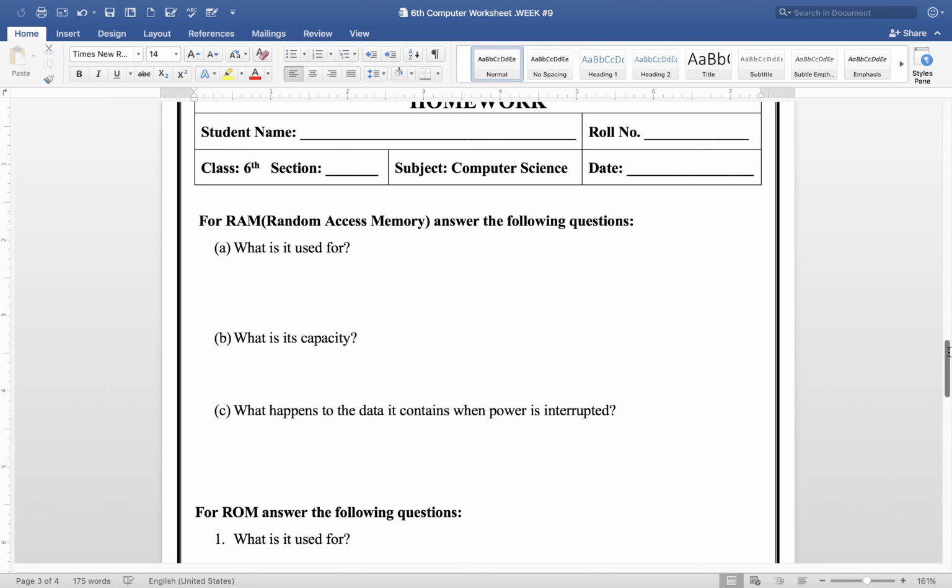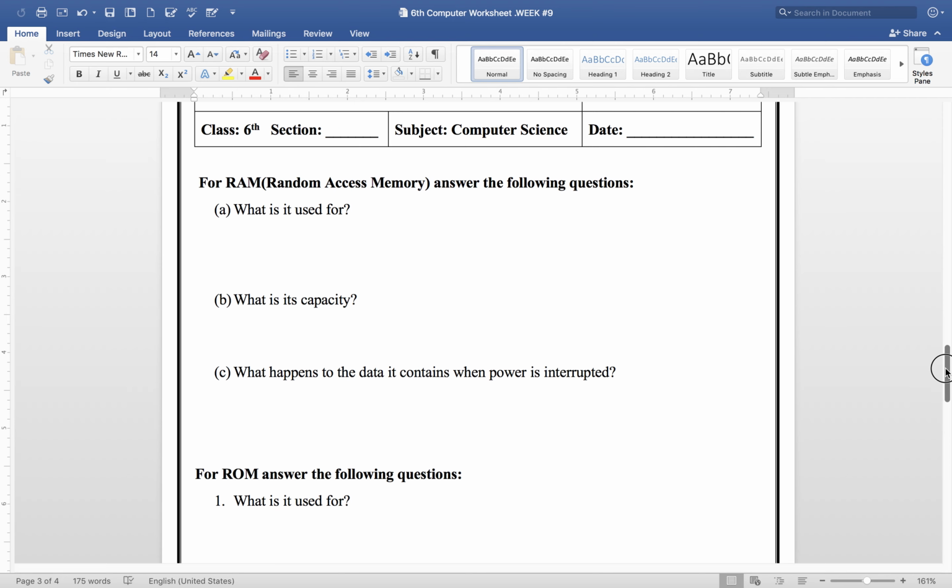The answer will be like this: the RAM memory is used to store information or data temporarily, to be used by the processor while the system is running. At that time, the data is fetched from the RAM memory and it stores the data temporarily. That's why it is also called a volatile memory. What is its capacity? Its answer will be like this: it's about 4 GB. What happens to the data it contains when the power is interrupted? When the power is interrupted, then all the data that was stored in the RAM memory is lost.